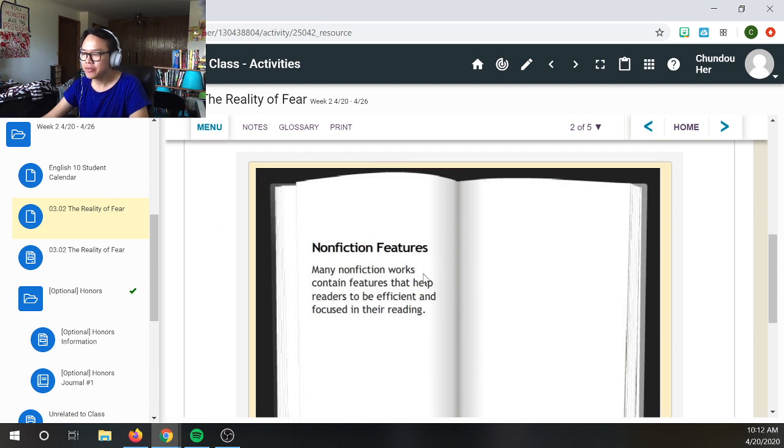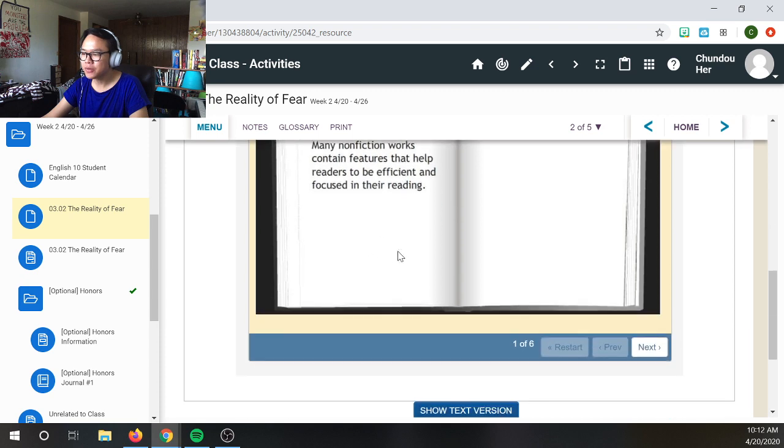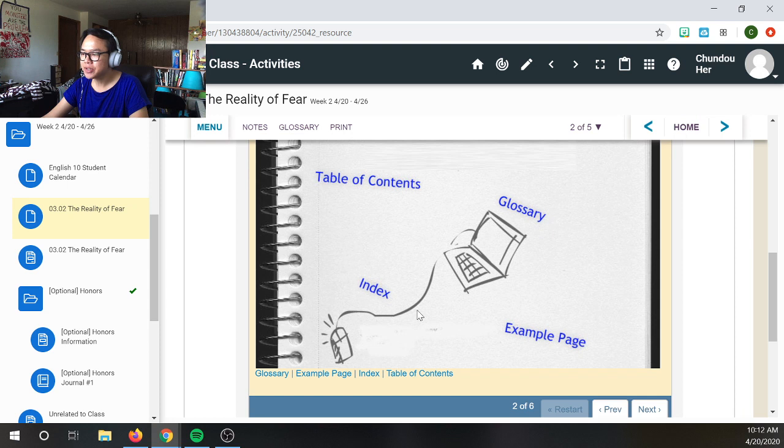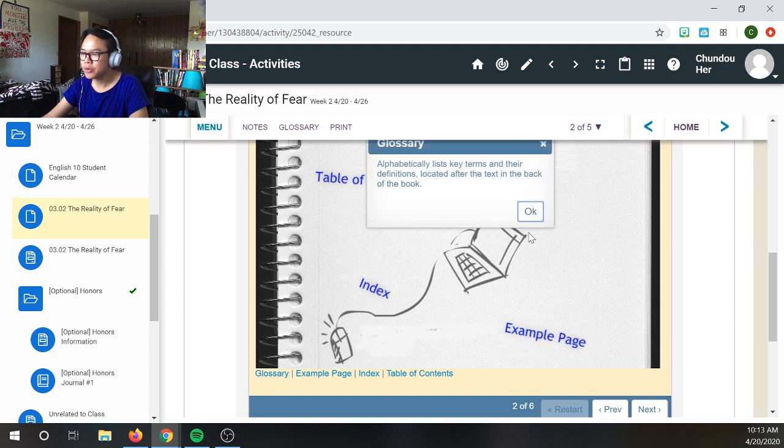Nonfiction features. Many nonfiction works maintain features that help readers to be efficient and focus on their reading. Table of contents, glossary, index, example page. Are they going to define these for us? Oh, yes, they do. So a glossary is an alphabetical list of key terms and their definitions located after the text in the back of the book.